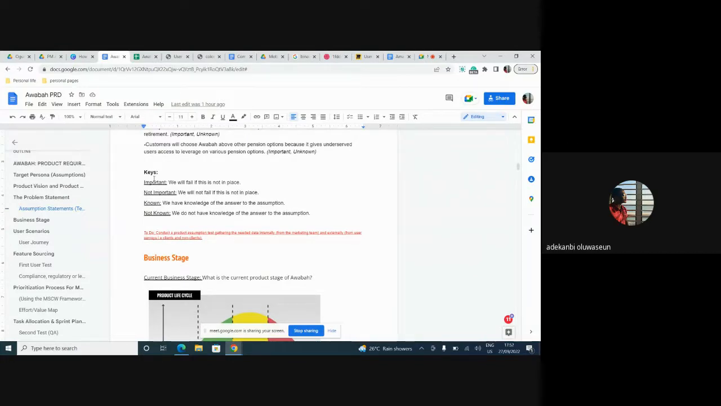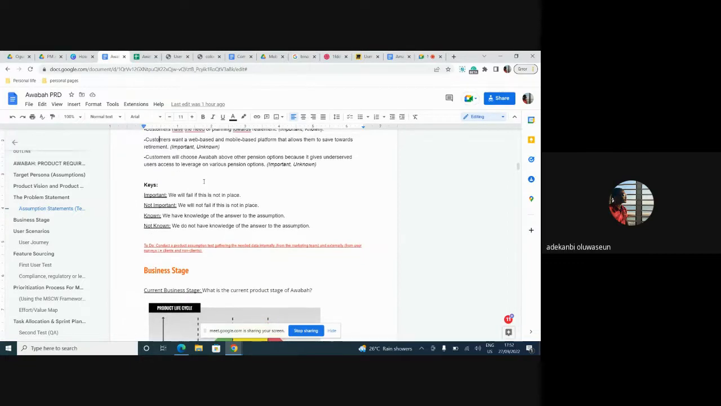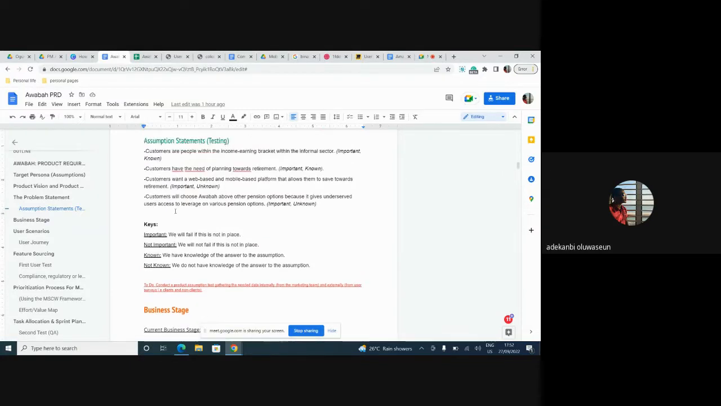There's this key they call important and non-important, known and unknown. Primarily what that means is, how important is this assumption? Are we going to fail if we don't validate it, or are we not going to fail, right? Then, do we know this information or do we not know it? They are just keys to help you measure the importance of those assumptions. So any assumption that is important, it means that if you don't validate it, the product might fail.